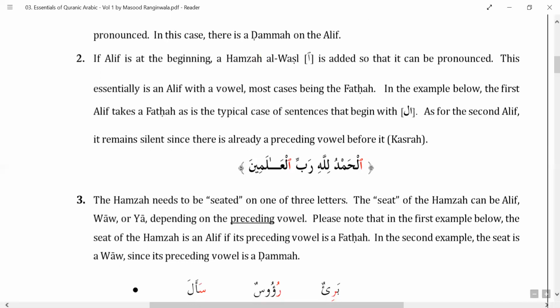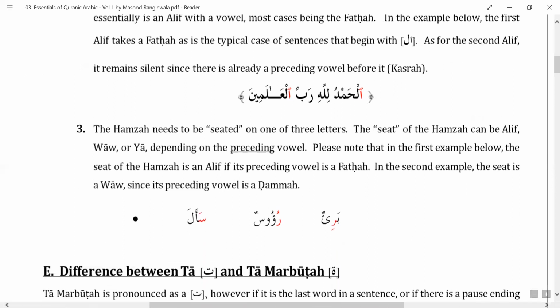Okay, and here are the faces of Hamza. You can either see it on a ya, this one, bari'un. It's 'un, it's not ya anymore, it's 'un. You see the ya does not have the dots as well. This one is on top of wow, ru'usun. So it's u, it's Hamza dhamma wow u.